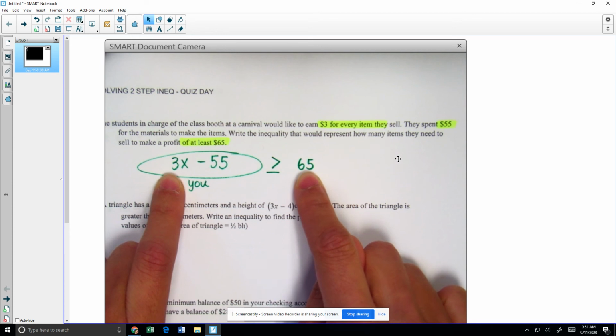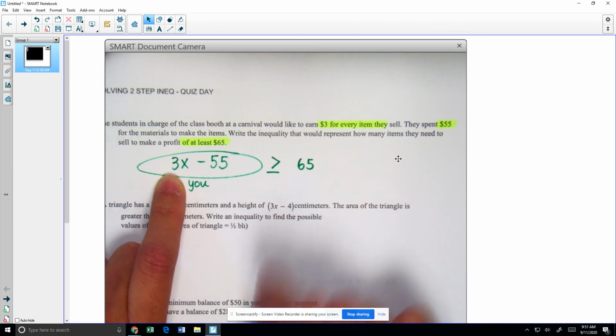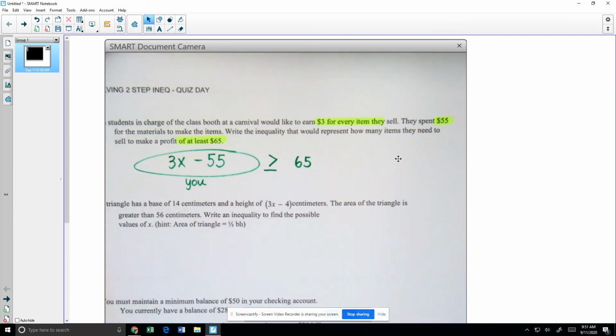No, I do not flip my symbol because I did not multiply or divide by a negative number. Okay, let's do the next one.